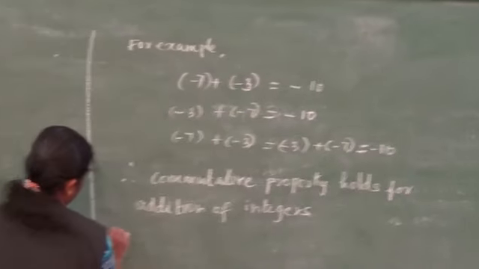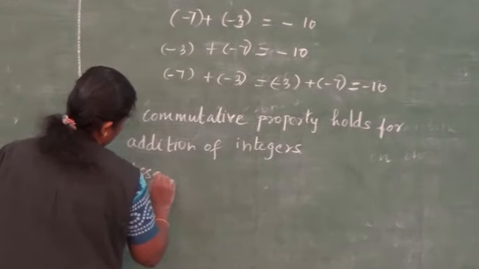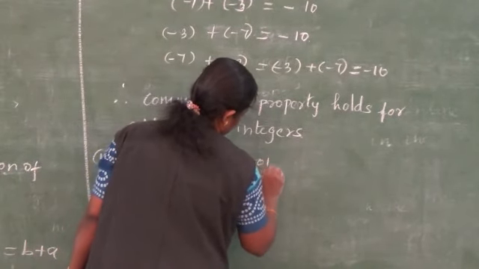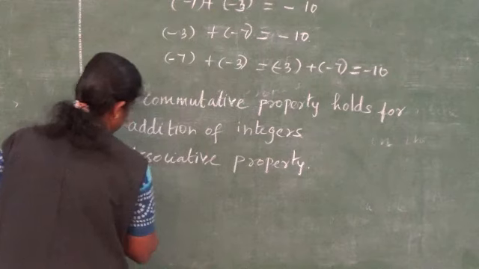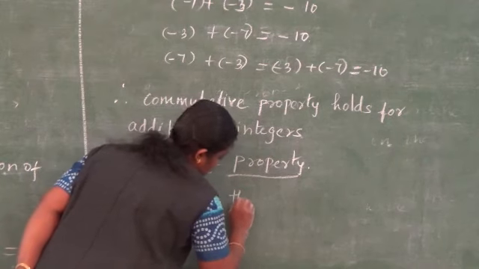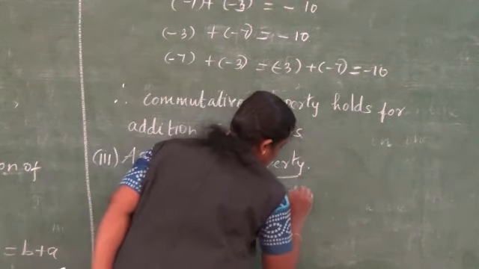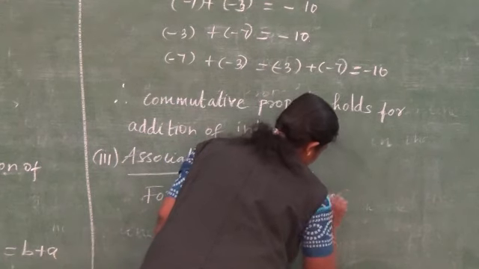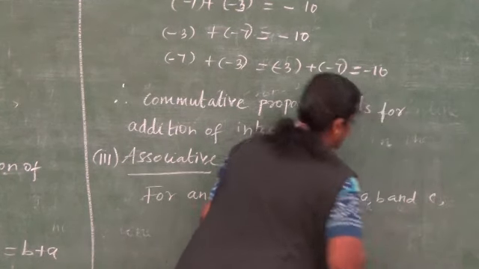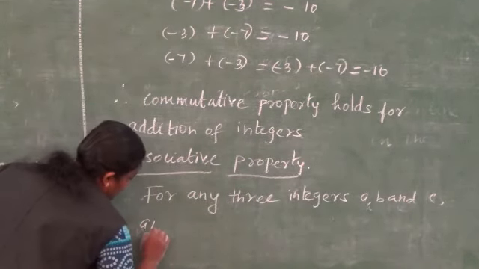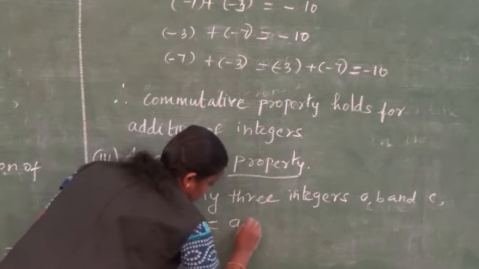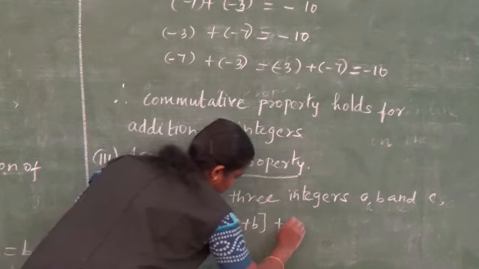Now, third property, associative property. For any three integers A, B and C, A plus B plus C equal to A plus B plus C, regrouped.